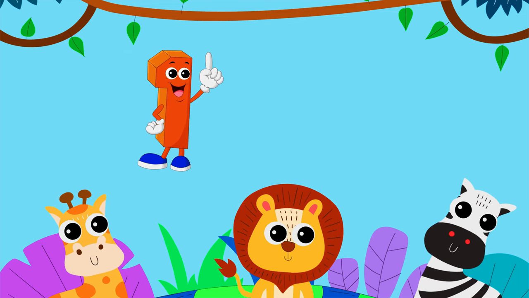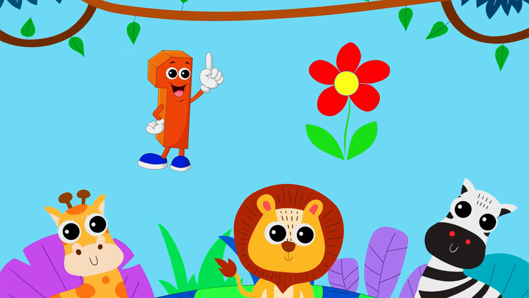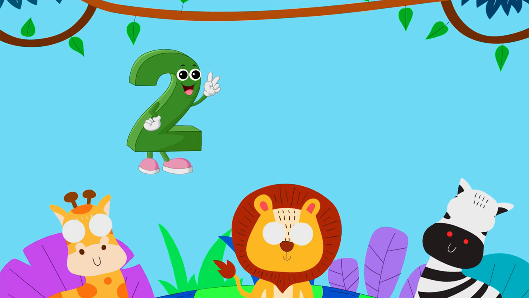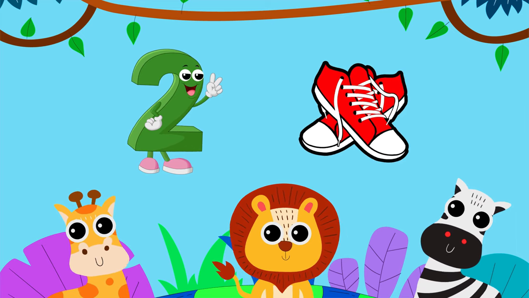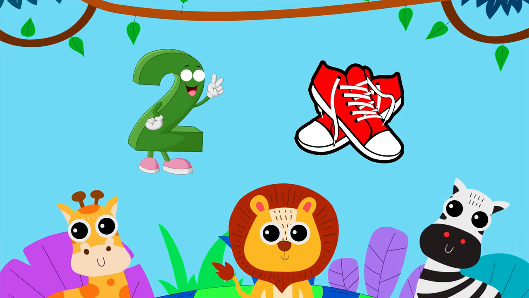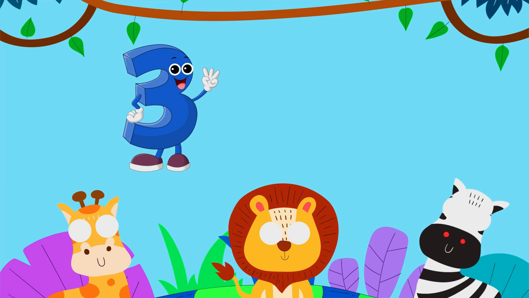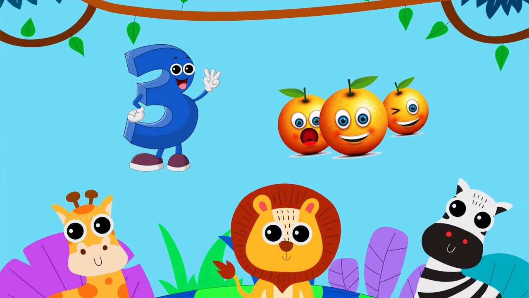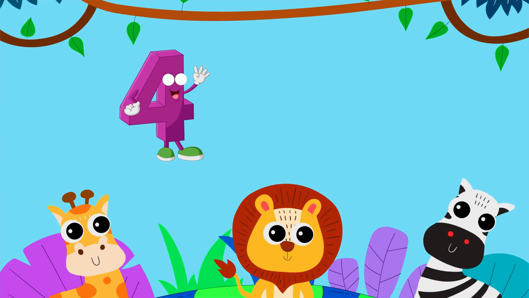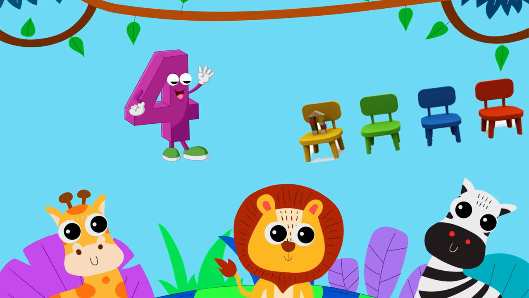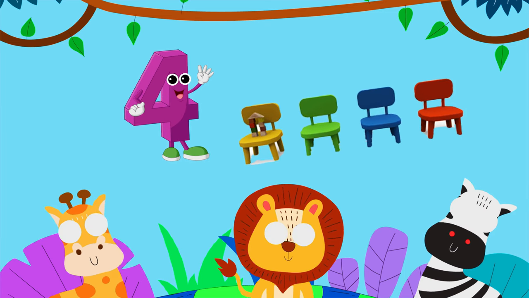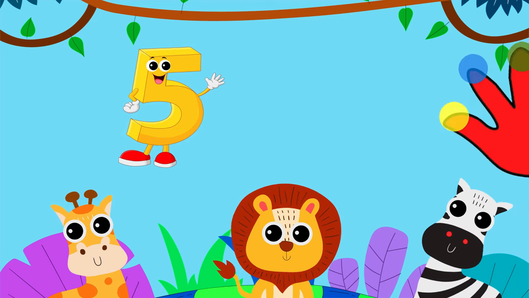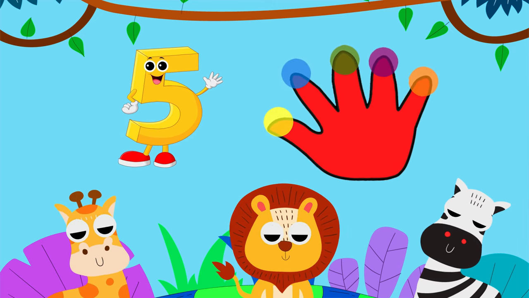1 flower. 2 shoes. 3 orange. 4 chairs. 5 fingers.